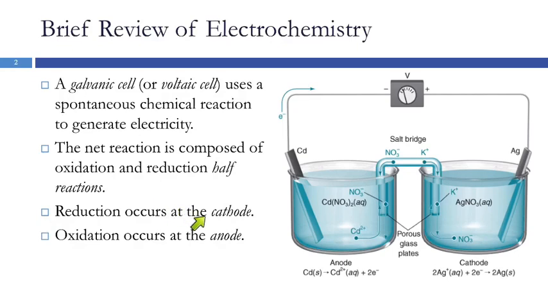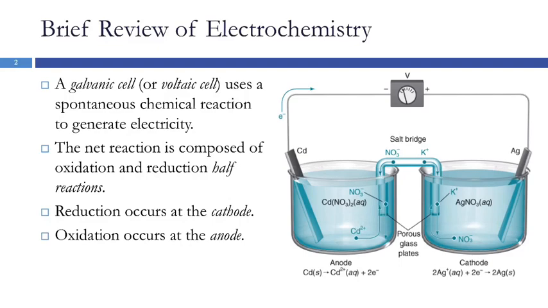Reduction and cathode both start with consonants. Oxidation and anode both start with vowels. Another thing is you could think about a red cat: reduction occurs at the cathode. So however you remember it.